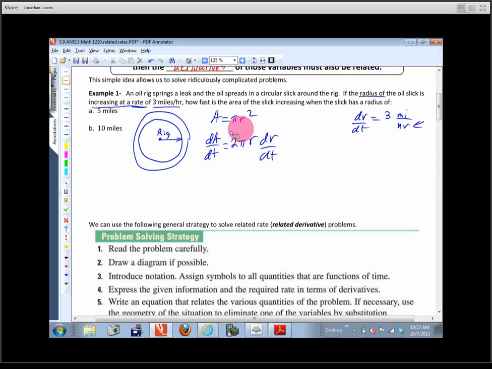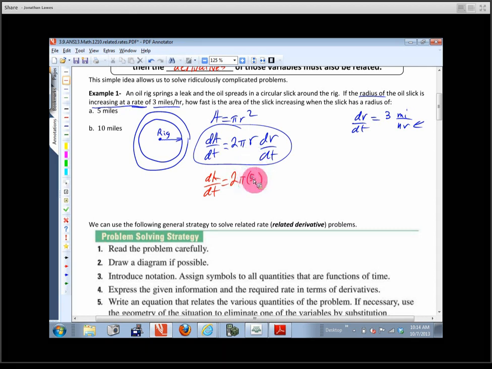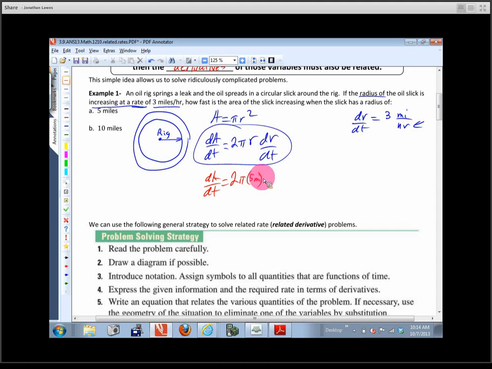This is the equation we're focusing on. This is the key to figuring out all of this information. Let's figure out these two parts. They're really quite simple. So let's figure out what dA/dt is, the rate of change of area when the radius is 5. So this is going to be 2 pi times radius is 5. And I'm going to put the units on there. That's miles. And then the rate of change is a constant 3 miles per hour.